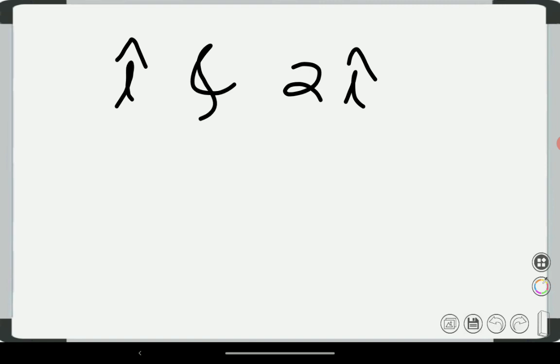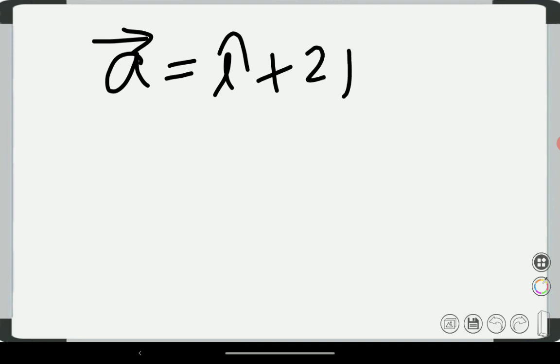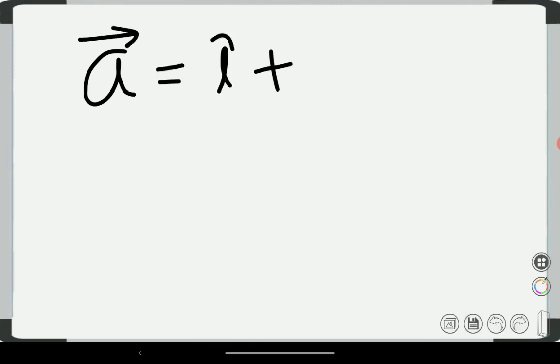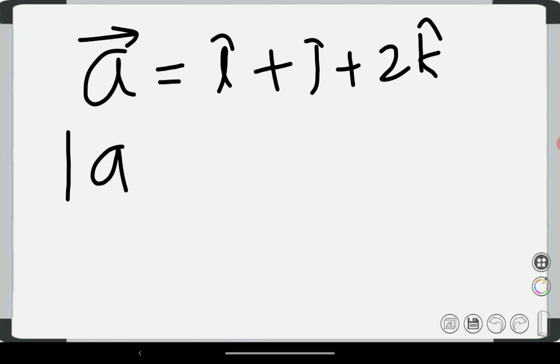Seventh question: write a unit vector in the direction of the vector. A vector A is given: i plus j plus 2k. That's the question. The question can be anything, no problem. If the numbers are changed, you will get a different answer. Anyway, this is the question in the textbook.